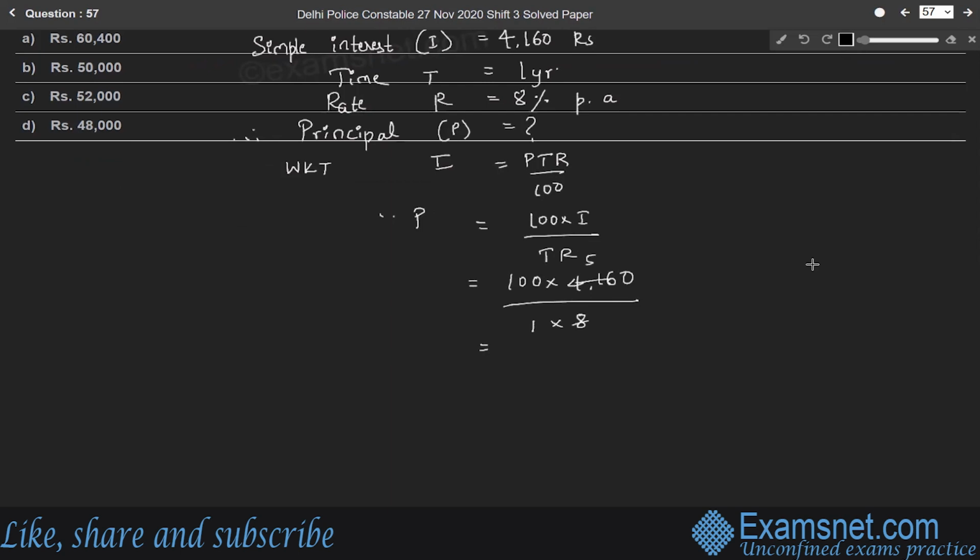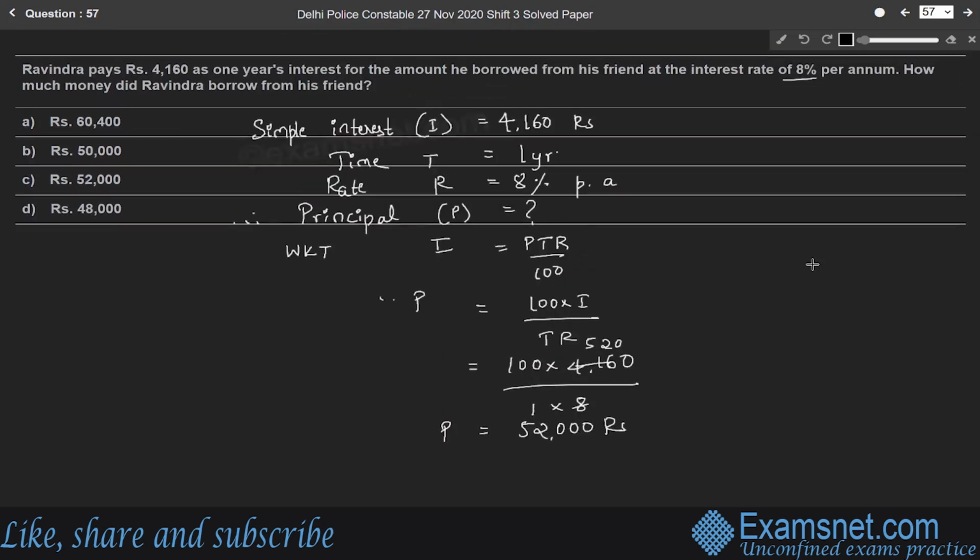8 into 5 is 40. So 520 into 100 is 52,000 rupees is the principal amount that Ravindra borrowed from his friend. Therefore, 52,000. Option C is the right answer.